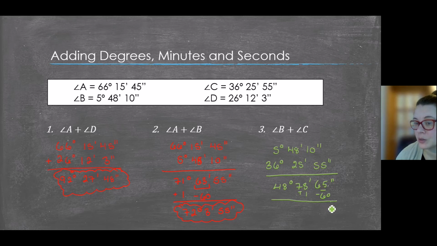So the new one is going to be 5 seconds. We now have 74 minutes, and we still have 48 degrees. This one is still bigger than 60, so I'm going to subtract 60 and then add 1 to the degree side. And I'm running out of space, so I'll write it over here. So we're going to have 49 degrees. 74 take away 60 is going to leave me with 14 minutes and 5 seconds.